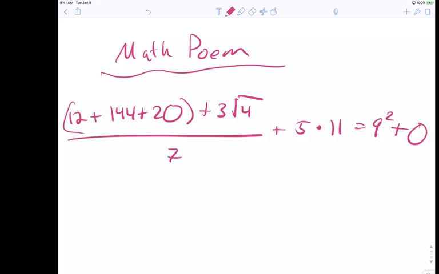Time plus 3 root 4 divided by 7 plus 5 times 11 equals 9 squared plus 0.